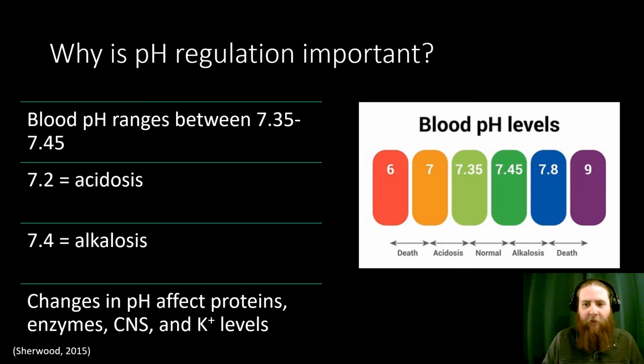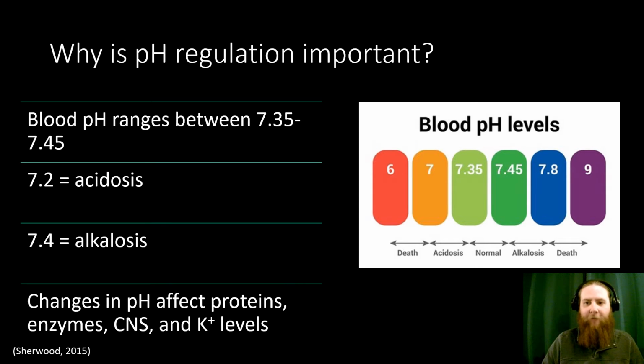Now, the question is, why is pH regulation important in the body? Why do we care about pH so much? Well, blood pH has a very narrow range for normal, between 7.35 and 7.45. Now, this is not neutral. This is slightly basic. Blood is usually slightly basic, but anything that goes down to or below 7.2 we call acidosis, or we consider the blood to be acidic. And anything above 7.4 we consider to be alkalosis, or alkalotic.